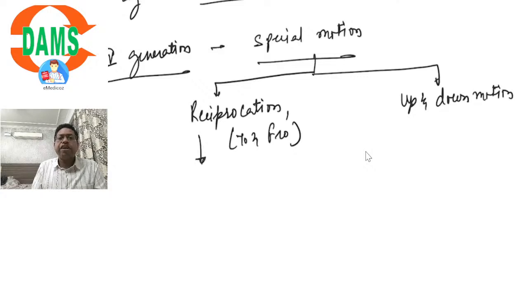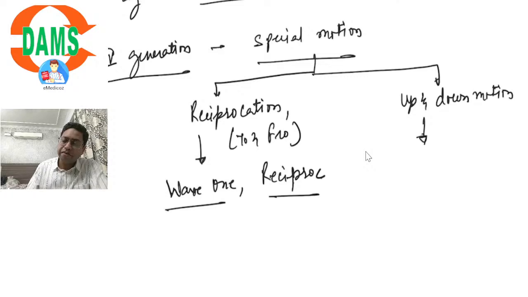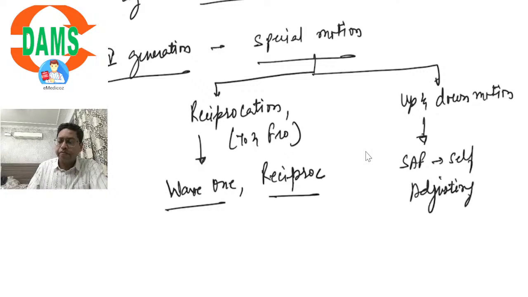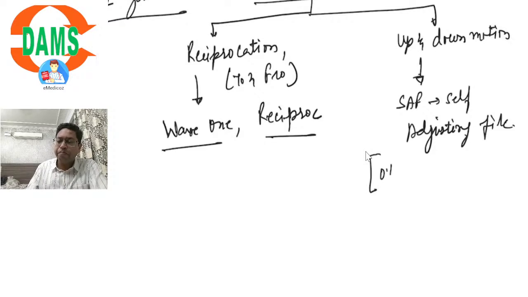Prominent examples of reciprocating nickel titanium instruments are WaveOne and Reciproc. These are the examples of instruments that work upon reciprocation. In up and down motion, the prominent example is SAF, that is self-adjusting file. Self-adjusting file moves up and down in 0.4 millimeter amplitude.